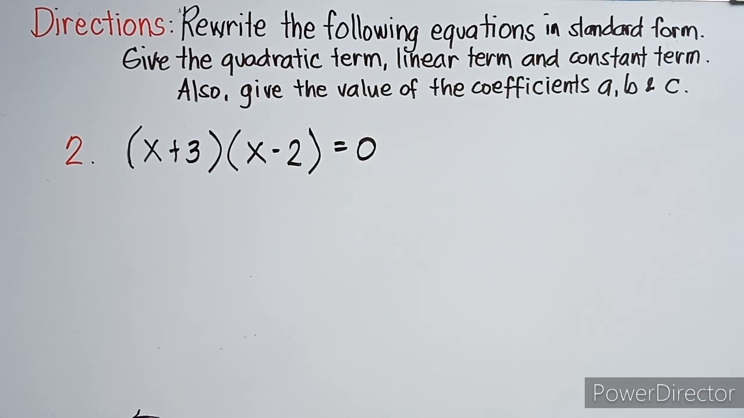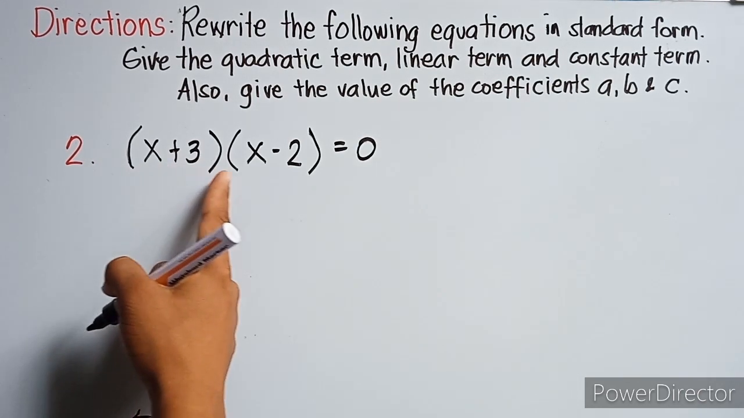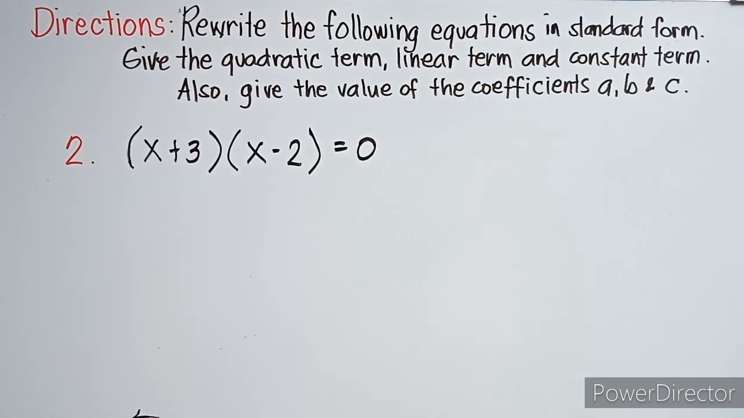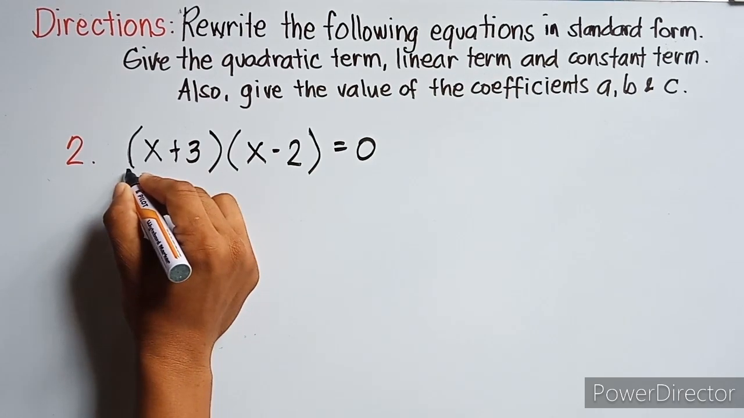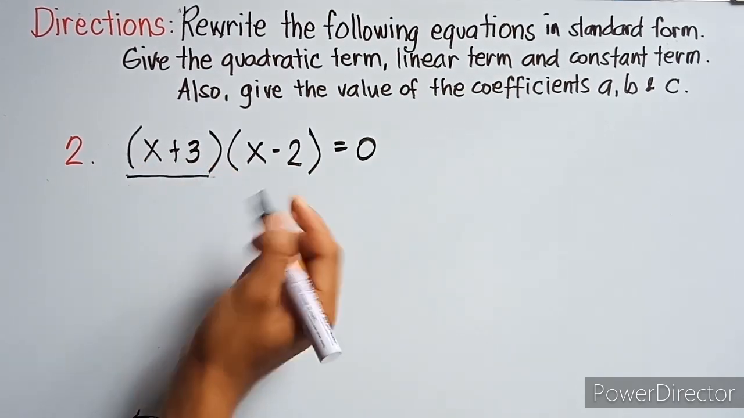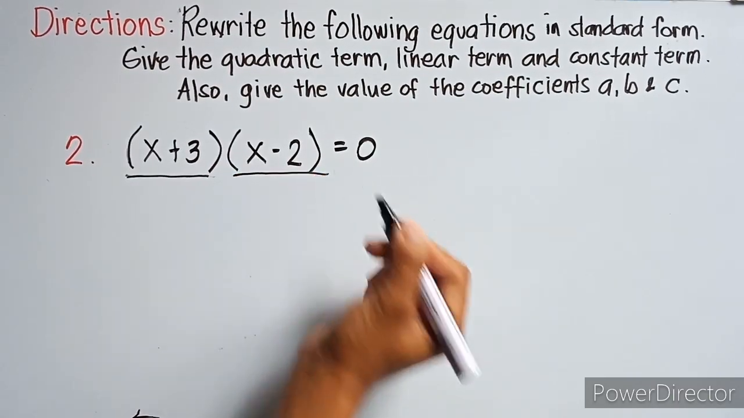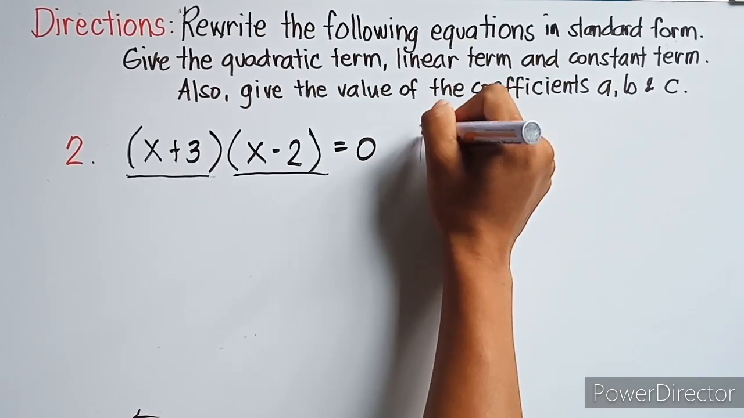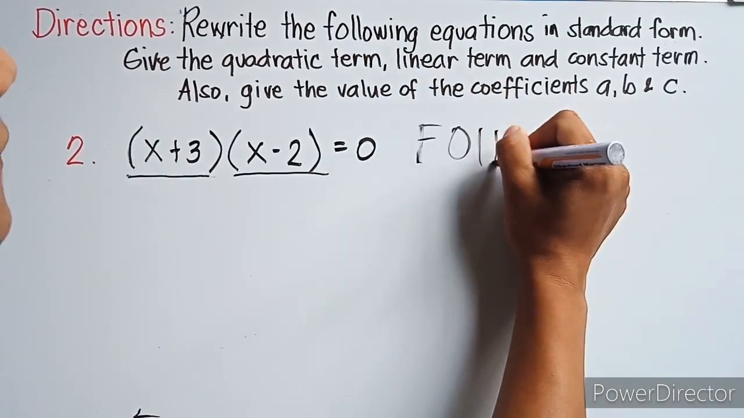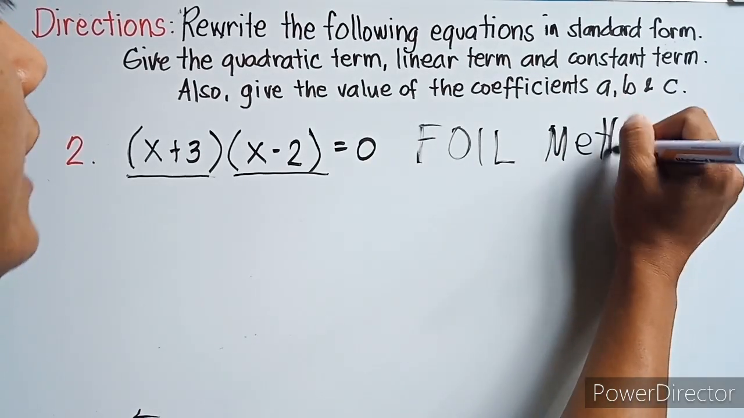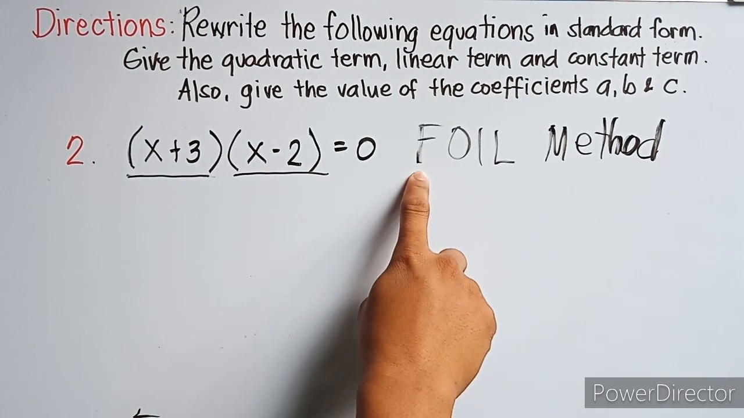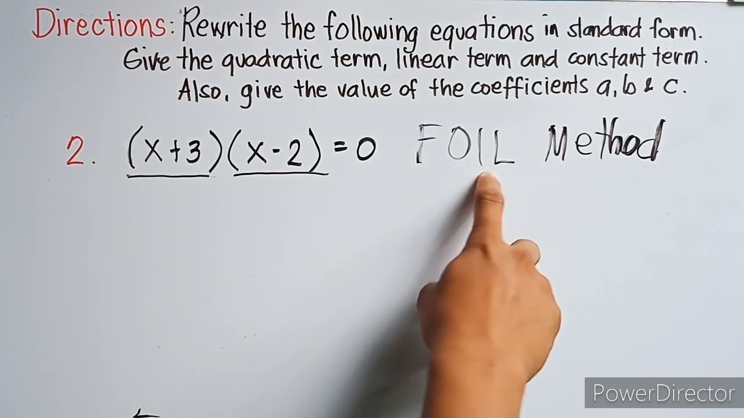Para sa number 2, ang given natin ay the quantity ng x plus 3 times the quantity x minus 2 is equal to 0. So, kung ating titingnan ang ating given, so meron tayong binomial, we have 2 terms, at meron din tayong another binomial, another 2 terms. So, kapag ganito naman ang given, ang gagamitin natin ay yung tinatawag na FOIL method. So, ang FOIL method ay tinuro na sa inyo nung kayo ay nasa grade 8. So, paano ba ginagamit ang FOIL method? So, kaya siya tinawag na FOIL, that is first, outside, inner, and last term.